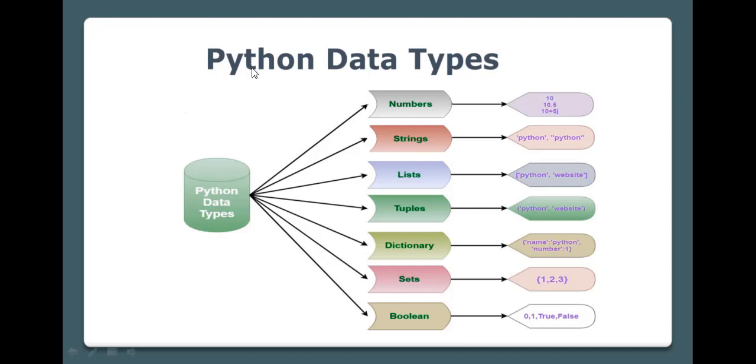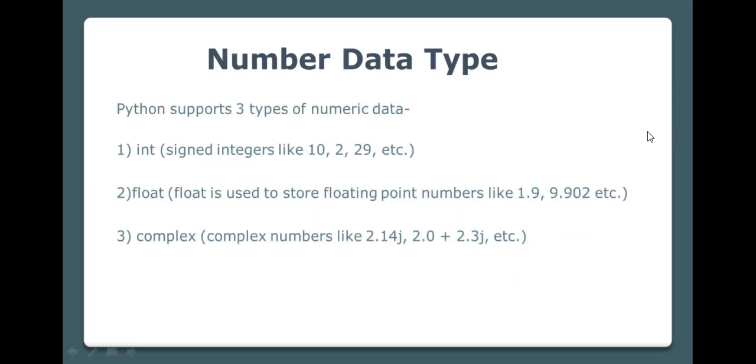Hi and welcome back. In this tutorial, we are going to discuss the different data types supported by Python. These are the commonly used Python data types. The first one is numbers. Then we have strings, list, tuples, dictionary, sets and boolean. We will start with numbers and the rest of the data types will be covered in detail in upcoming tutorials.